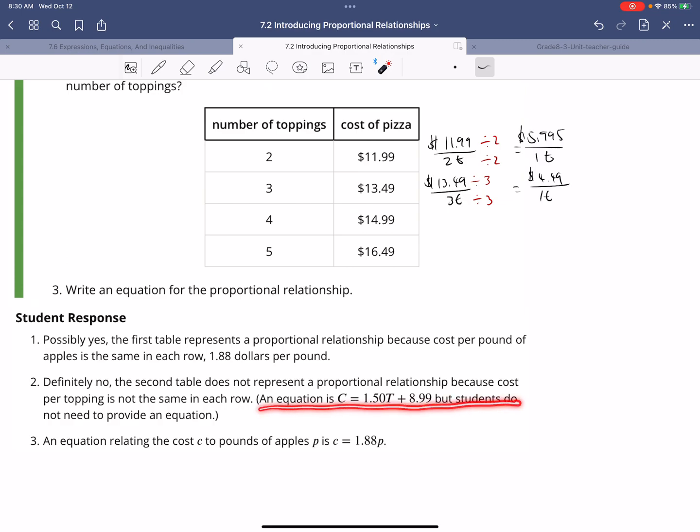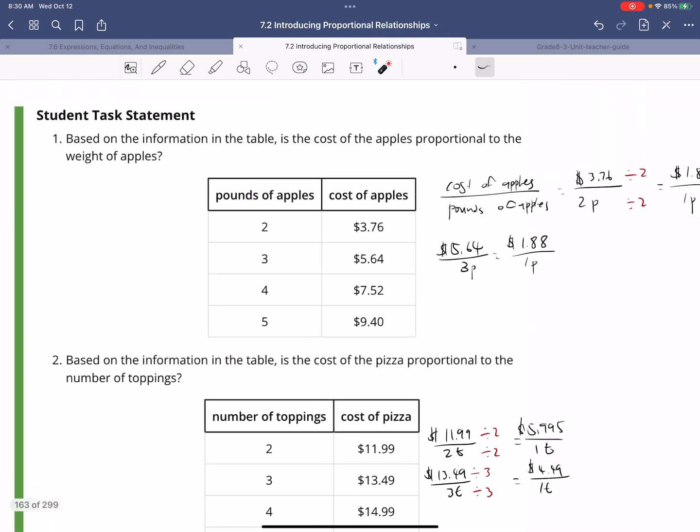There's an equation for this, but you guys don't need to know this right now. You would learn it in 8th grade. So then write an equation for the proportional relationship. Sorry about the bell. This is my constant of proportionality. So the cost of apples is going to be $1.88 times the pounds of apples, or times 188. So C is equal to 188 times 2.